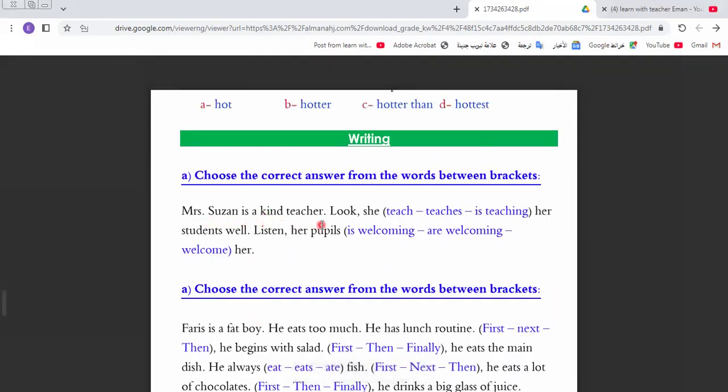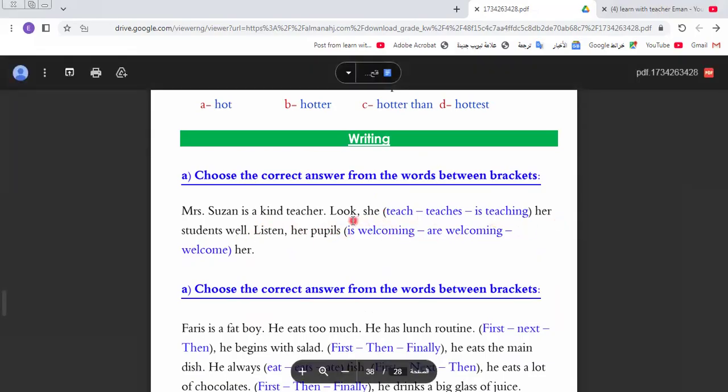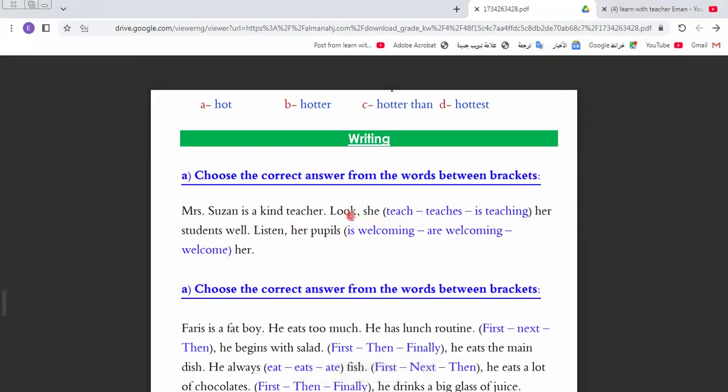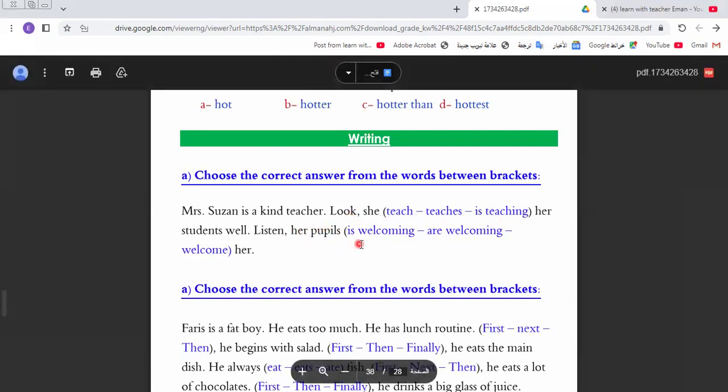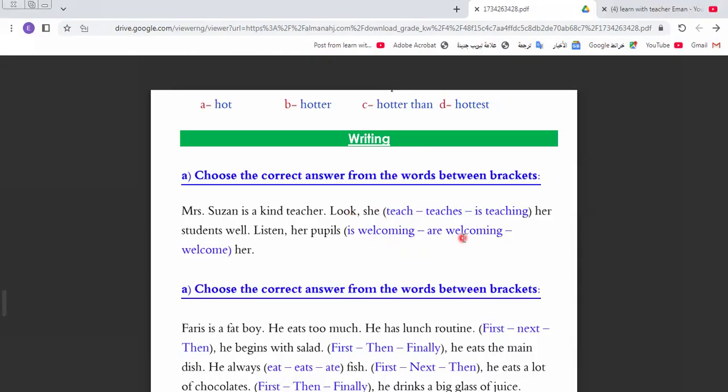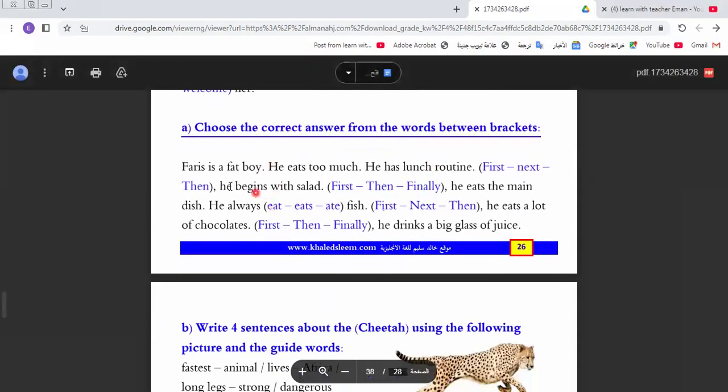Mrs. Suzanne is a kind teacher. Look, she is teaching her students. Look here means pay attention to me at this moment, so we use to be and teaching. Listen, the pupils are welcoming. Let's go to another one here.